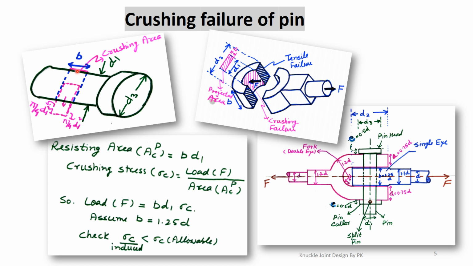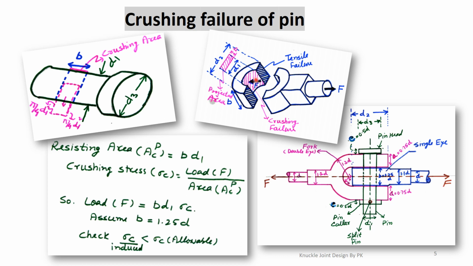If we see the detailed, three-dimensional view of the single eye, here we see that this inner purple color cylindrical portion is in contact with this pin. This purple area, the middle area, is in contact with the pin. Because this area is in contact with the pin, this area can also fail in crushing.